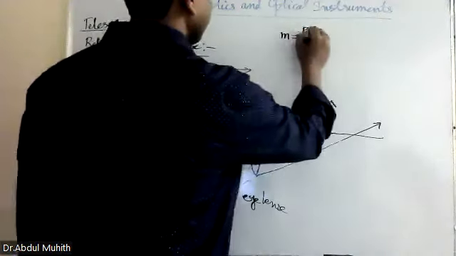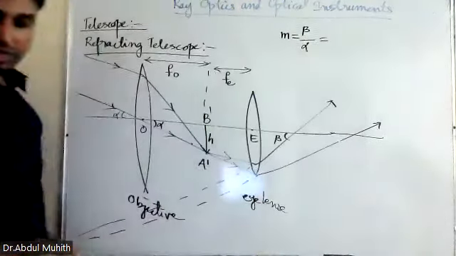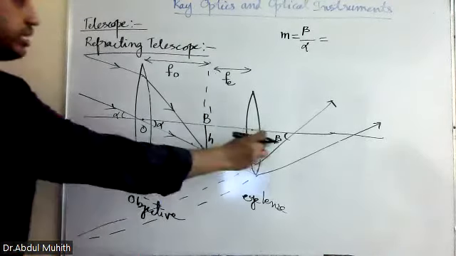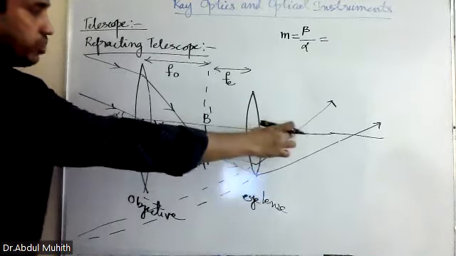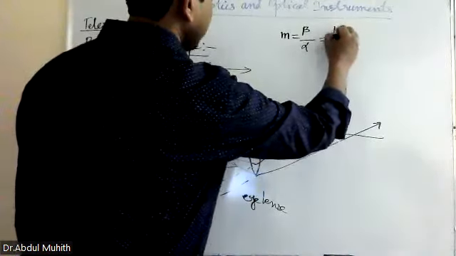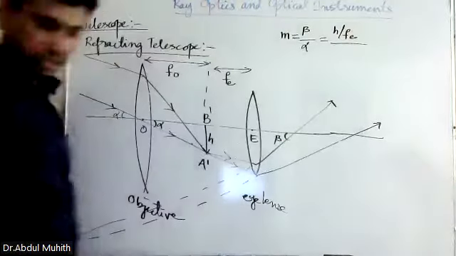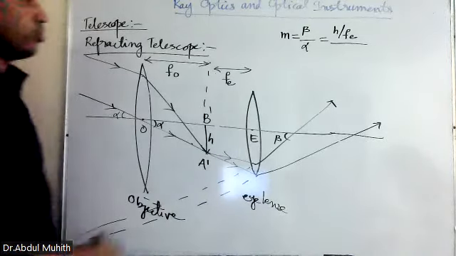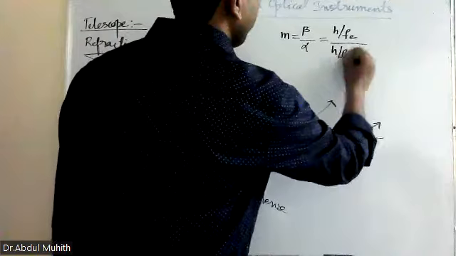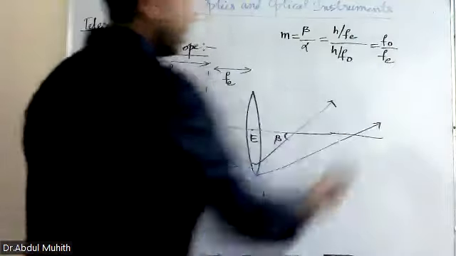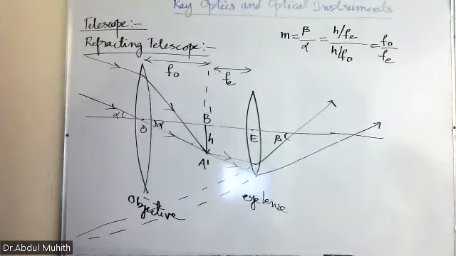Beta by alpha. M is beta by alpha, which is equal to what? What is beta here? Beta is equal to H by Fe. If you take this angle, this is the focal length and this is the height. So beta is H by Fe divided by alpha. Alpha is H by Fo, which is equal to Fo by Fe. There's a formula.